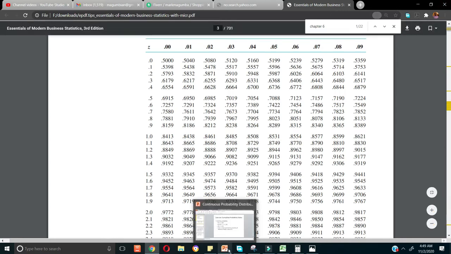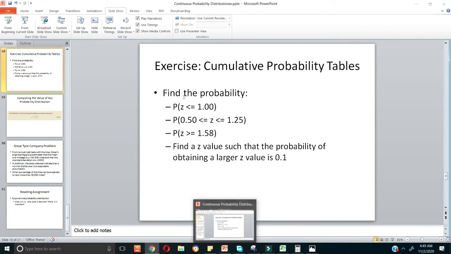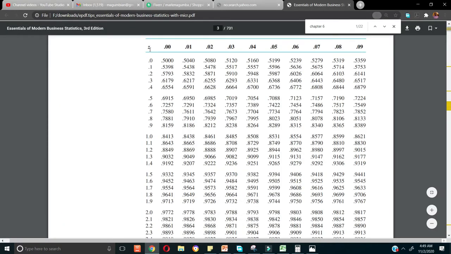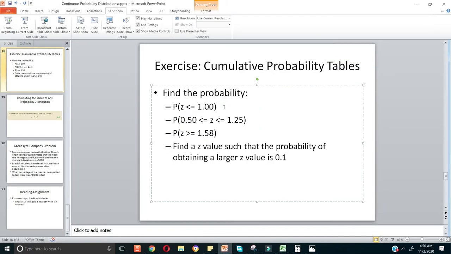value for z less than or equal to 1, you go into this column. So this is the column for z, 1.0, and over here you have the different possible decimal values. So for z less than or equal to 1, the corresponding value of probability is 0.8413. So this is really how you use the cumulative probability tables.